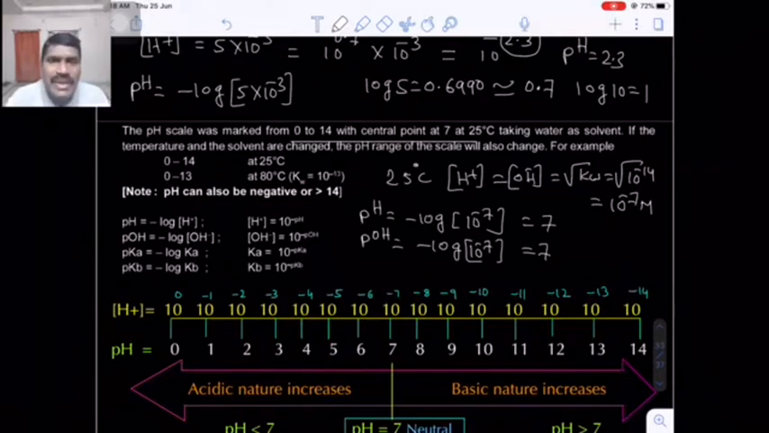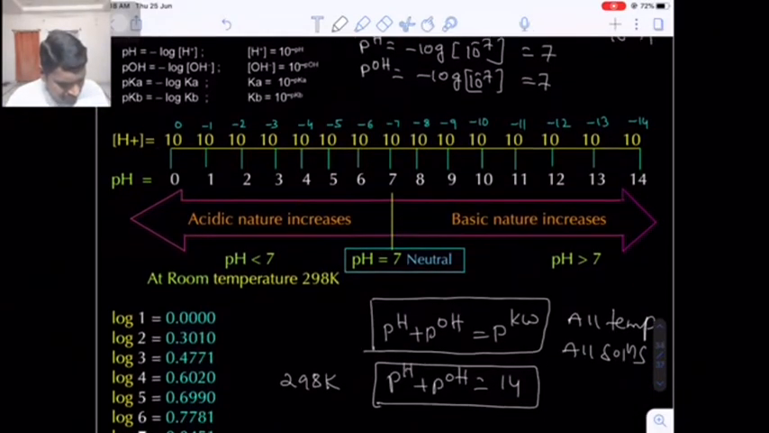Still I am saying that the temperature is room temperature. If temperature is not mentioned, by default we have to consider room temperature only. Otherwise, if a particular temperature is given, then the Kw should be given. From the Kw, the square root of Kw gives the H plus ion concentration, from which we can calculate the pH. Are you getting my point?